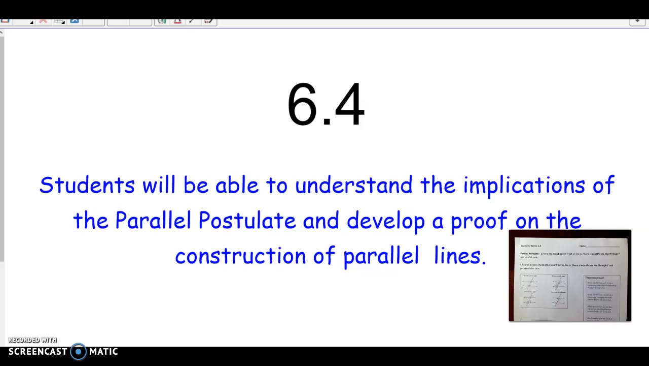All right, this is block 4 of topic 6. This is really the last lesson of topic 6, and tomorrow you'll be doing your study guide and then you'll have a test on Thursday.